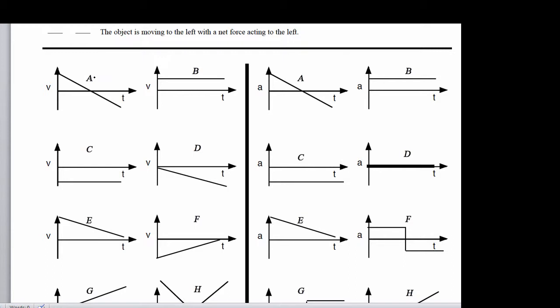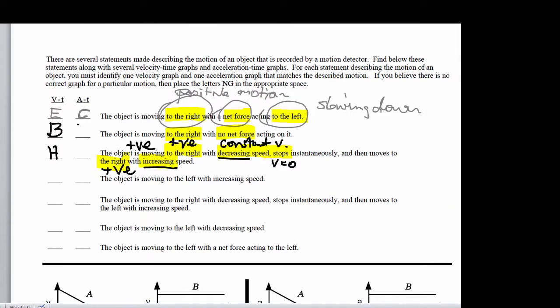Velocity versus time graph, right? So since the velocity versus time graph has a zero slope, acceleration must be zero. By definition, acceleration is the change in velocity with time. If it's not changing with time, acceleration is zero, right? So D is the answer for that one.